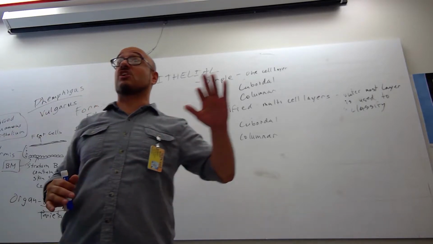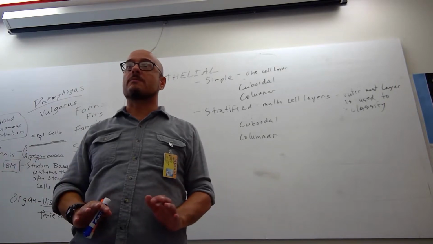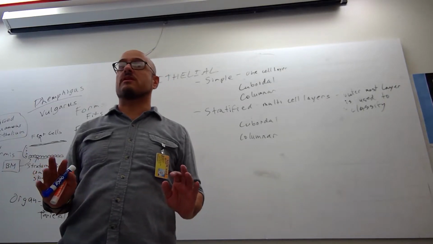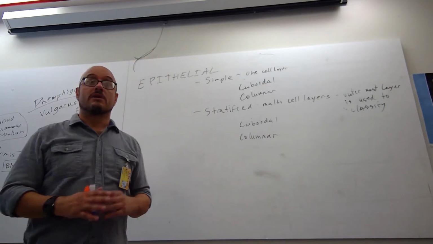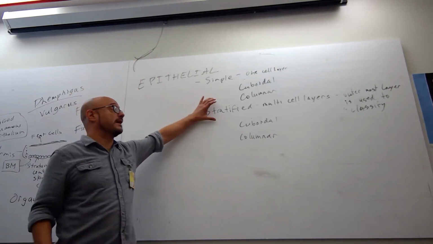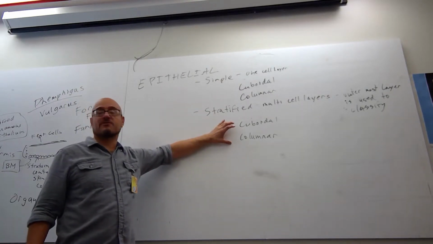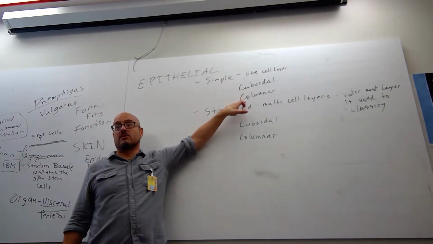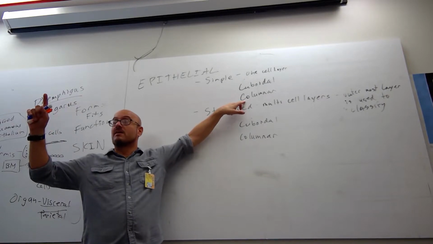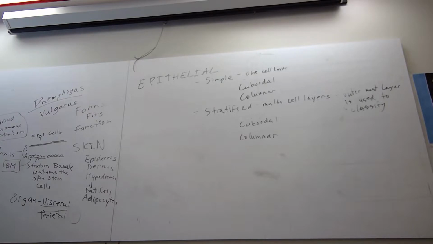But when I get to the stomach, the stomach's job is to secrete, not to absorb much of anything, but to secrete. So sure enough, what would you expect? Simple or stratified? Stratified. Well, you would expect stratified, but it's simple columnar epithelium in the stomach, in the small intestine, in the large intestine, in the rectum. Everybody hear me? The anus.